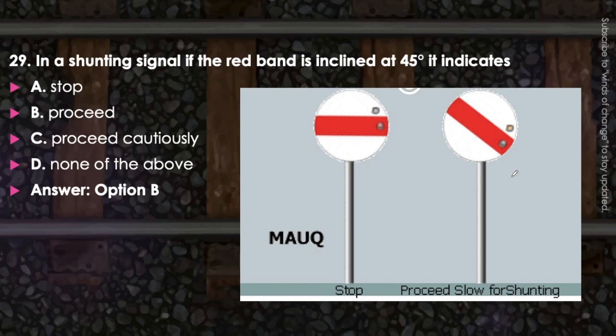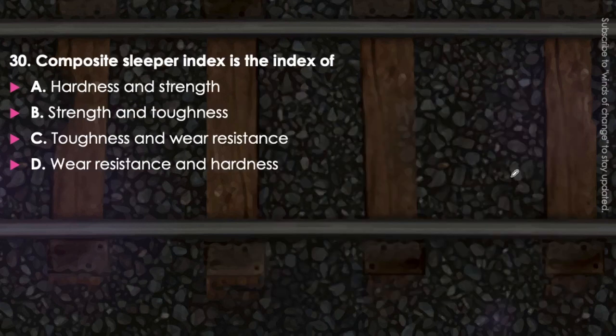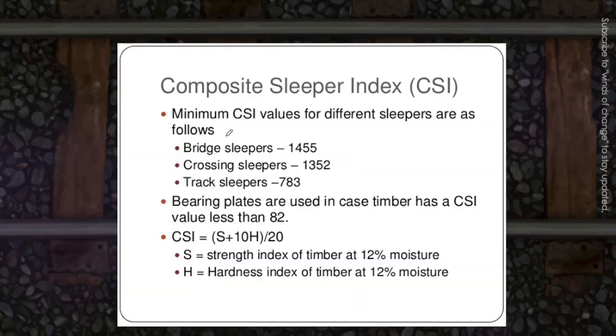Okay. Next question and last question of this video. Composite sleeper index is the index of hardness and strength, strength and toughness, toughness and wear resistance, or wear resistance and hardness. We are talking about the CSI, that is composite sleeper index. It is being used in case of the wooden sleepers only. It defines the index of hardness and strength, that is option A will be correct. Okay, it is being given here.